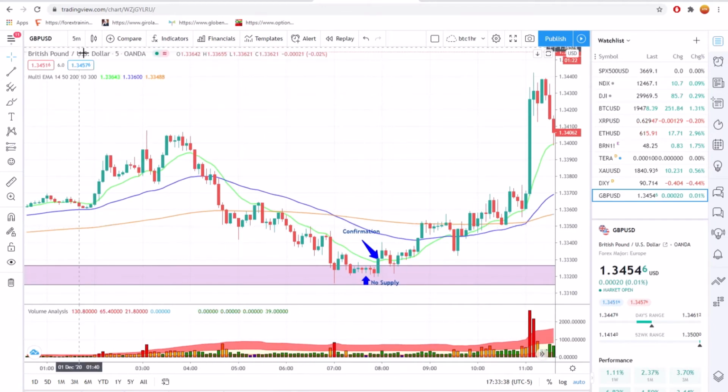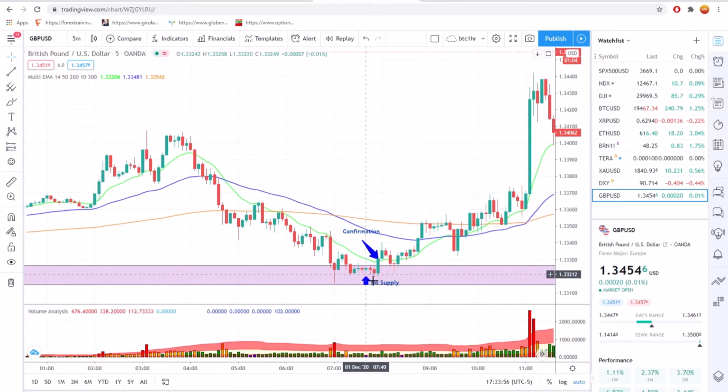Enter on the 5-minute chart. You put the 5-minute chart and you wait for a no supply to happen down here. Up here you would wait for a no demand, for example. So you wait for a no supply. So a no supply happened right about here.